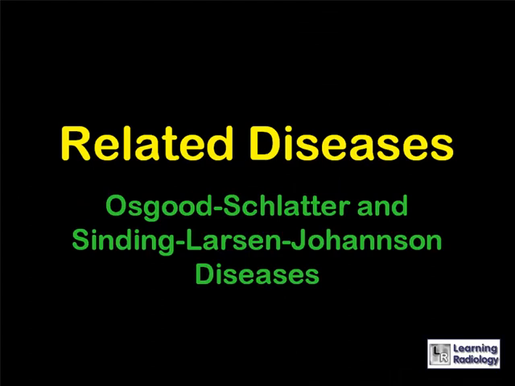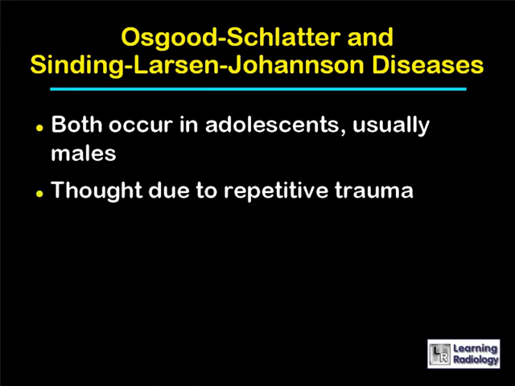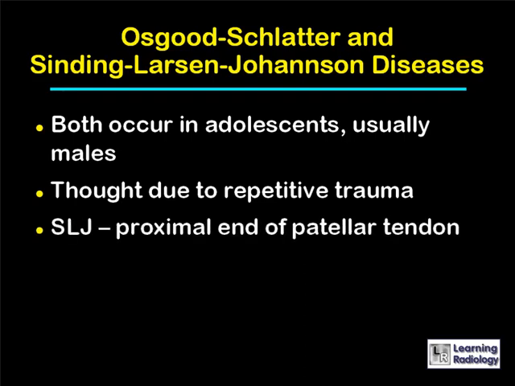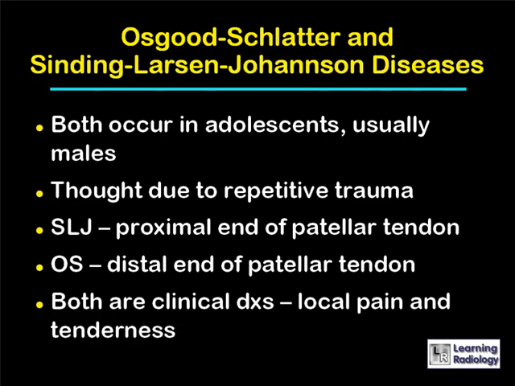There are two related diseases, which will conclude this podcast: Osgood-Schlatter and Sinding-Larsen-Johannson disease. Both occur in adolescence, usually in males. They are both thought now to be due to repetitive trauma. Sinding-Larsen-Johannson disease occurs at the proximal end of the patellar tendon, and Osgood-Schlatter occurs at the distal end of the patellar tendon. Both of these are clinical diagnoses.